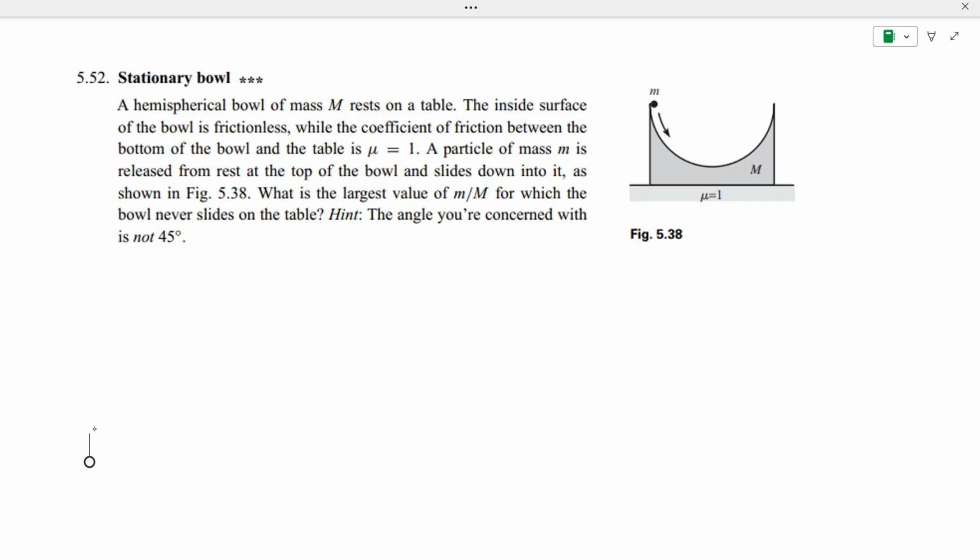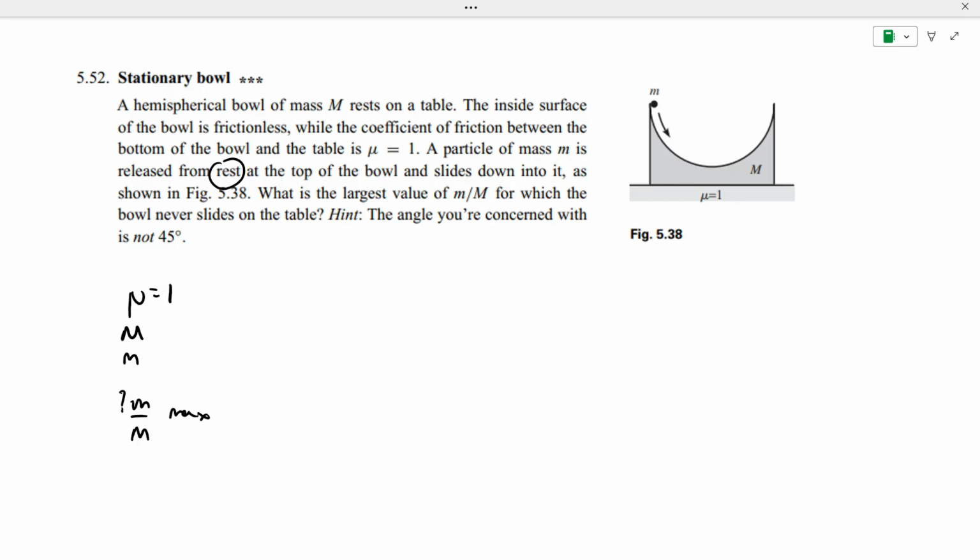So the problem says, a hemispherical bowl of mass M rests on a table. The inside surface of the bowl is frictionless, while the coefficient of friction between the bottom of the bowl and the table is mu equal to 1. A particle of mass m is released from rest at the top of the bowl and slides down into it, as shown in figure 5.38. What is the largest value of m over M for which the bowl never slides on the table?